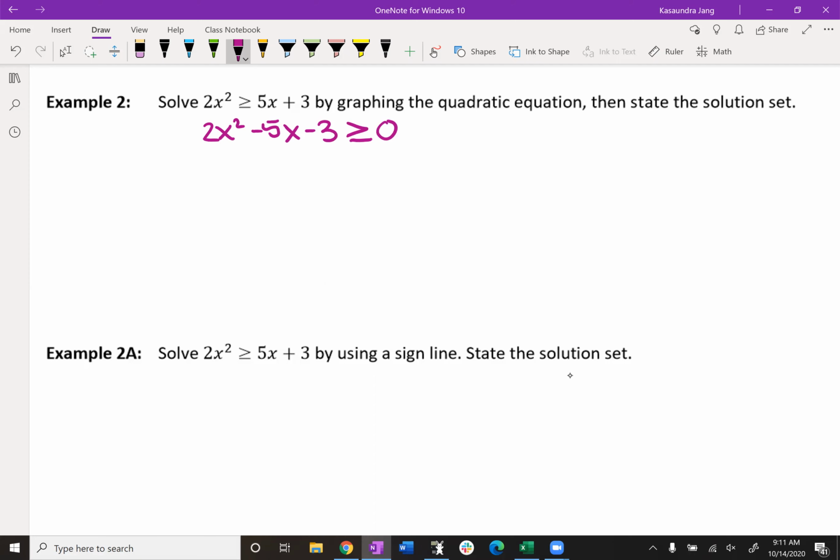All right, so now this is similar to example 1. I need to factor it. I need to graph it and see where I am. In this case, greater than or equal to 0. All right, so let's talk about factoring real quick.